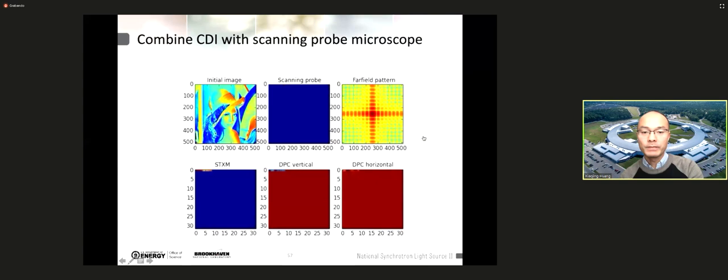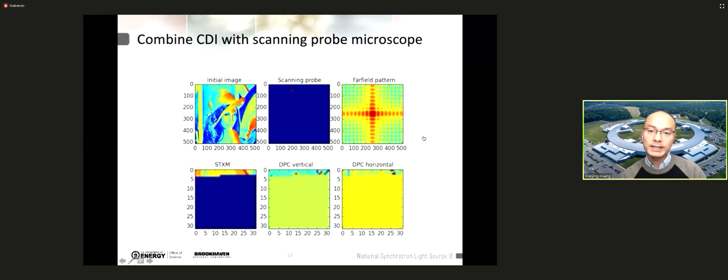Okay, so for these coherent diffraction-based imaging techniques, the good side is that they break down the resolution limitation imposed by physical lenses. But as we mentioned, in order to make the phase retrieval problem solvable, we need to constrain the size of the object.